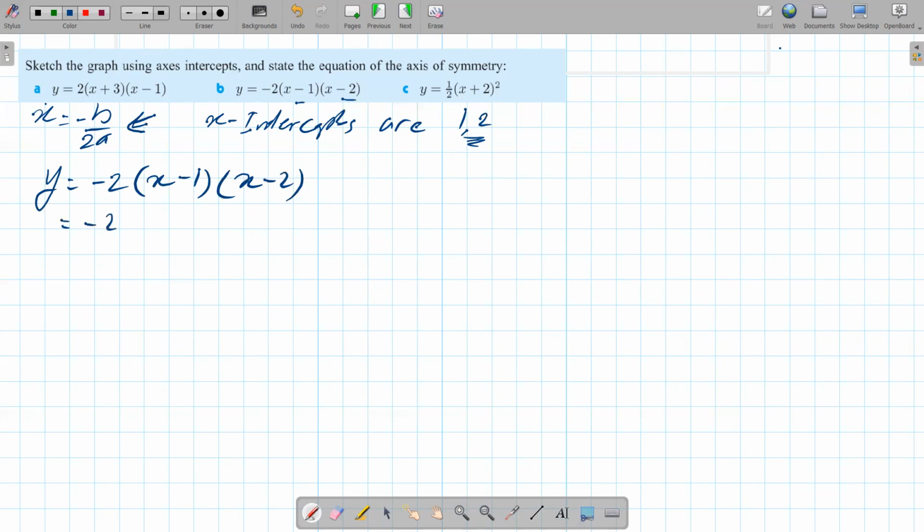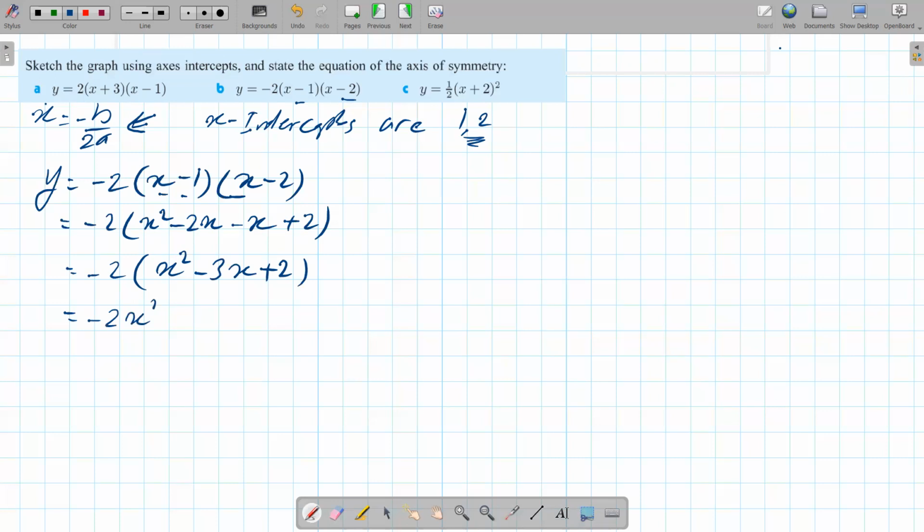And that equals -2 times. Here, x times x becomes x squared. x times -2 becomes -2x. And -1 times x becomes -x. -1 times -2 becomes 2. Then we're going to simplify the expression. Here we have -2 times the expression, which becomes x squared minus 3x plus 2, equals negative 2x squared plus 6x minus 4. This is f of x in the standard form.